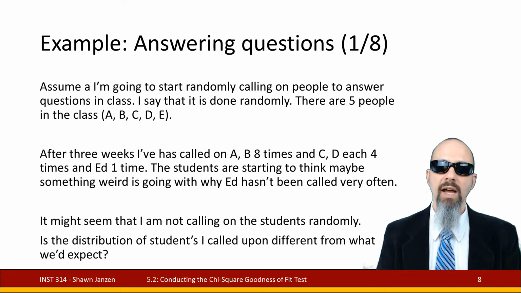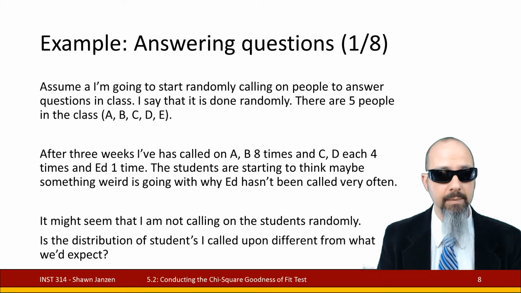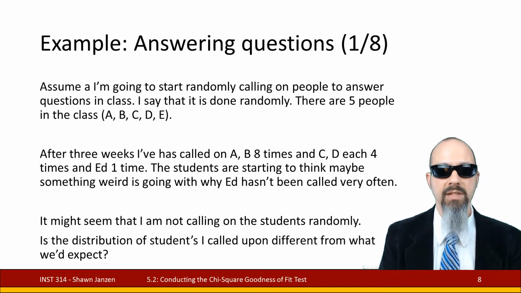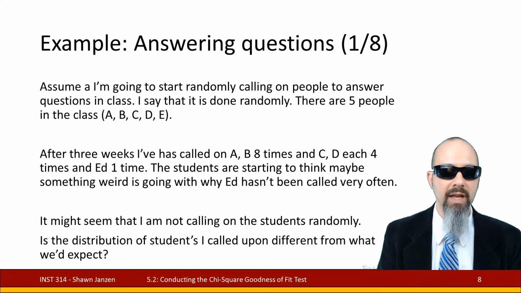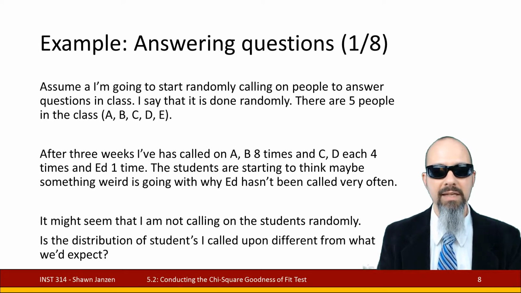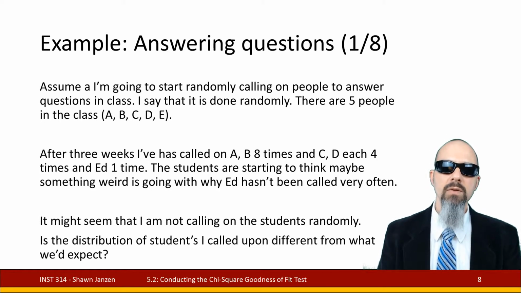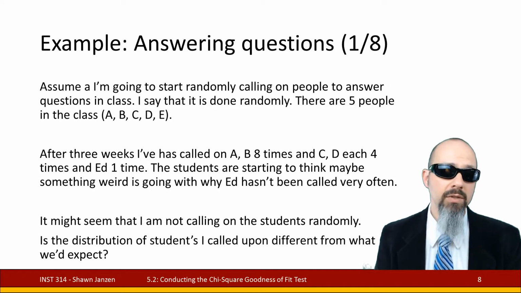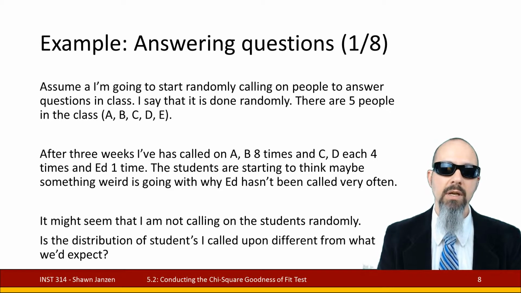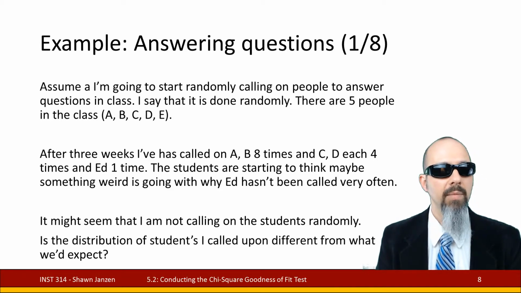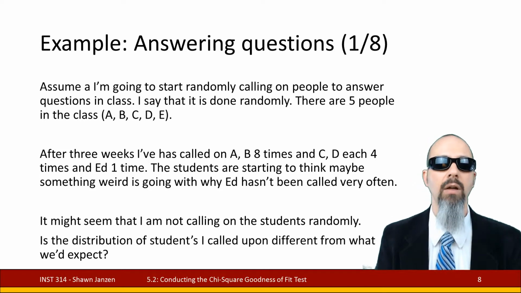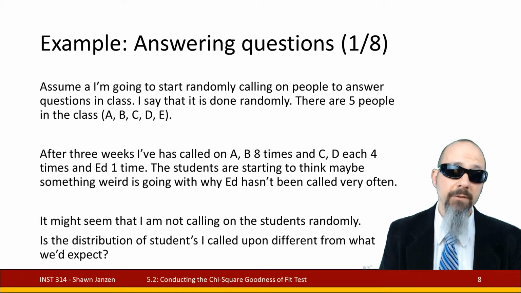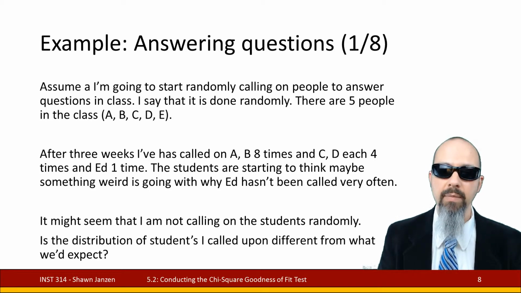After 3 weeks, I've called on A and B 8 times each, C and D 4 times each, and E 1 time. E was short for Ed, so if you see Ed on the slides, the E and Ed are the same person. Now, the students are starting to think that something's weird because Ed hasn't been called on very often, where students A and B have been called on 8 times each. And they might start to think that my choice of calling on them is not random after all. So we can ask, is the distribution of the students I've called upon different from that which we'd expect to find?